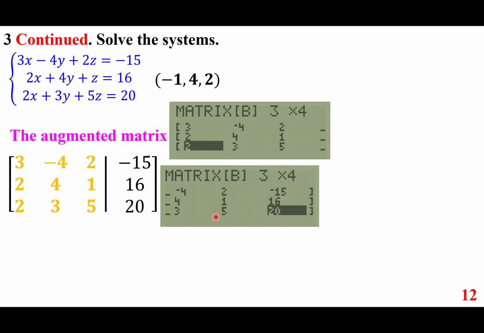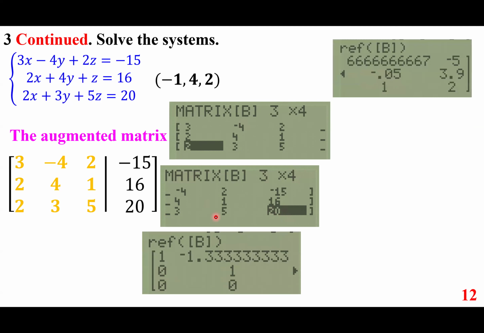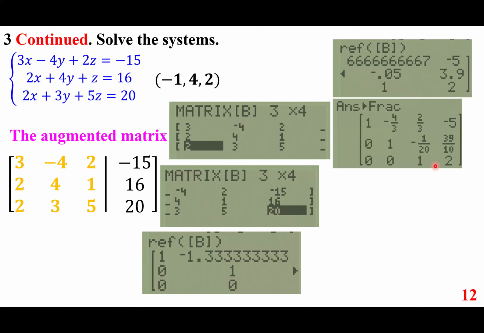There wasn't enough room. Now, if I go with REF, and again, this is the first portion, this is the second portion, and if I change it to a fraction, answer to fraction, then I can see the entire thing. I hope you see what this means. This means x minus 4/3 y plus 2/3 z equals minus 5, and the rest of it. And the rest of it means the last one, z equals 2, and you have to do back substitution, everybody.